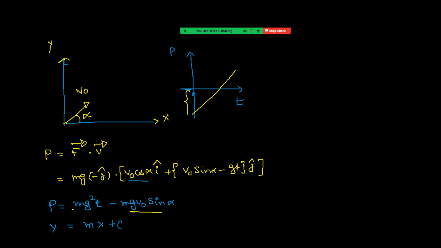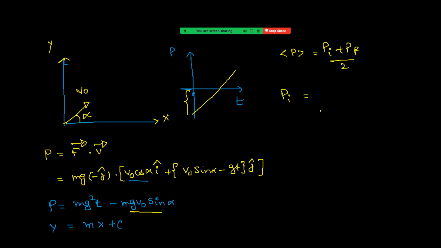Now in this we have to calculate the average power. Since it is changing linearly, we can write average power equal to initial power plus final power by 2. Let us now calculate the initial power.